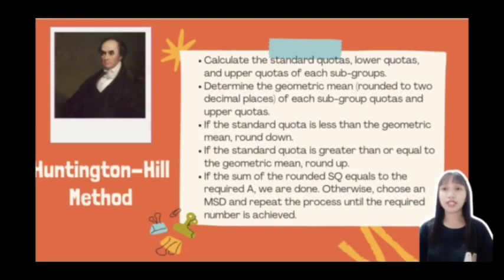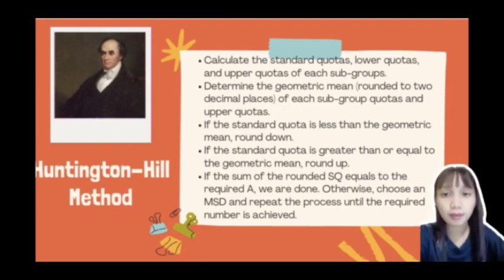Huntington-Hill method. This is a slightly more complex method that involves calculating a geometric mean, the square root of the product of the two numbers, for each state, and assigning seats based on these means. This method is currently used to apportion seats in the U.S. House of Representatives.